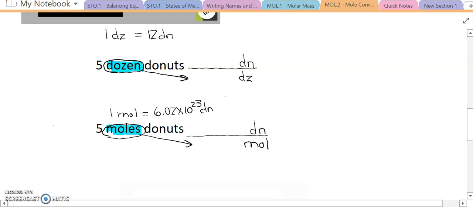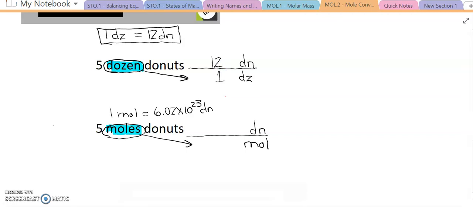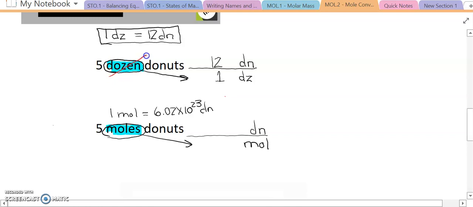I can then use my equivalences that I have up here to fill in numbers. So I know it's 1 dozen, so I can put a 1 in front of my dozen. It's 12. I'm going to put that on top, so that's 12 donuts. And that sets up my problem. The important thing is, as a unit conversion, anything I have on the top and on the bottom can cancel out, and I have successfully changed my unit to donuts.